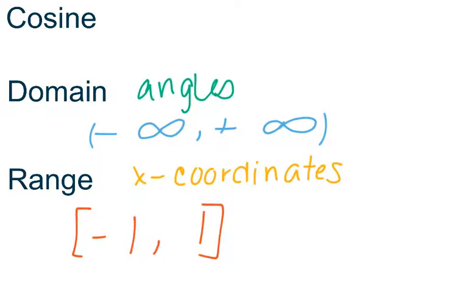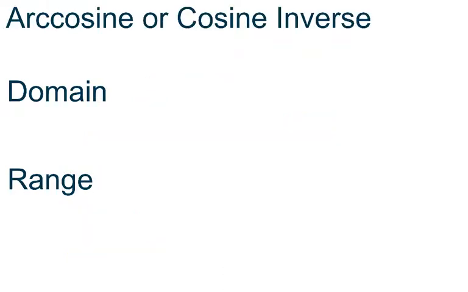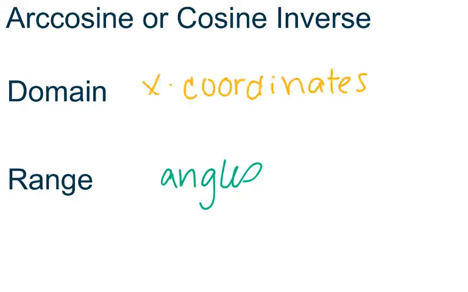So our cosine, we plug in an angle, we get out an x coordinate. We can plug in any angle from -infinity to +infinity, and the x coordinate we get out is going to be between -1 and 1. So intuitively, if we talk about the inverse of the cosine function, the things that we're going to get out of the function are going to be our angles, and the things that we plug in are going to be our x coordinates. So these have kind of switched roles. So now we're going to plug in an x coordinate to go backwards and figure out what the angle was.